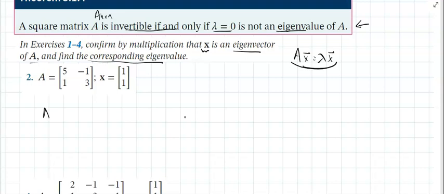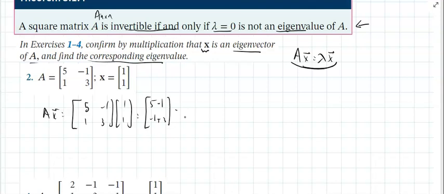AX, we know what AX is. That is 5, negative 1, 1, 3, 1, 1. That is 5 minus 1, and that is negative 1 plus 3. That would be a 4, 2. Oops, I'm not sure I put a negative there. That is 1 plus 3, that's 4. So this is AX.